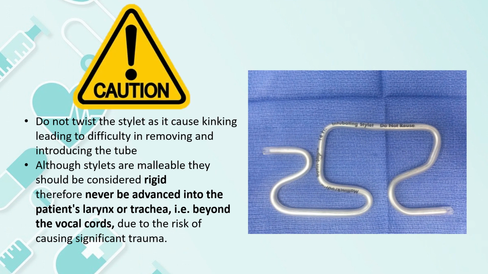Please use caution. Do not twist or bend the stylet, because this can cause kinking in the stylet and make it very difficult to remove the stylet from the endotracheal tube after intubation. Also, you should know that the stylet is a rigid object, so it should never be advanced into the patient's larynx or the trachea beyond the vocal cords, so as not to cause any trauma.